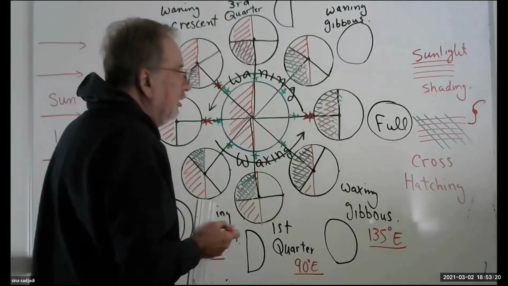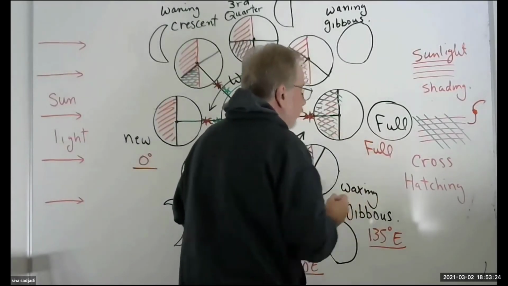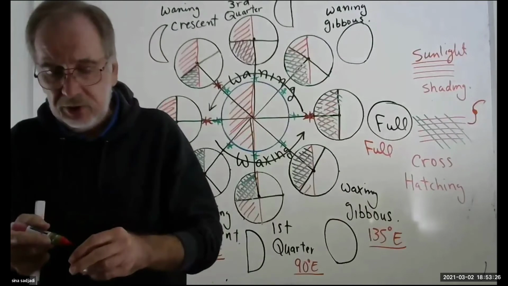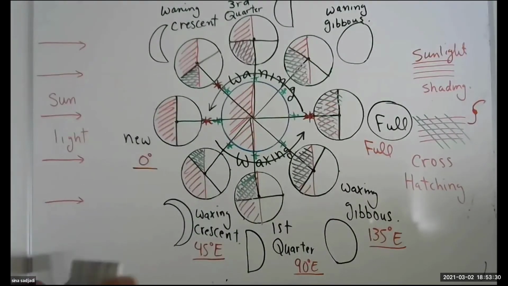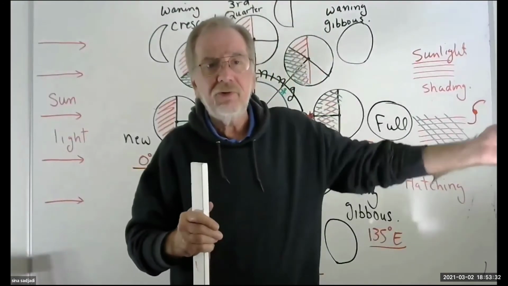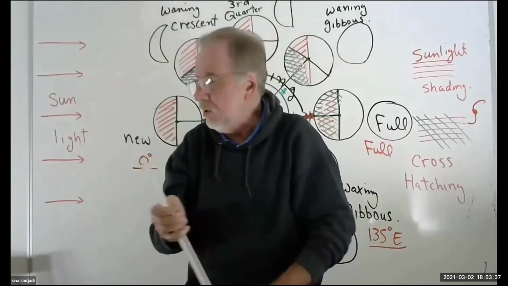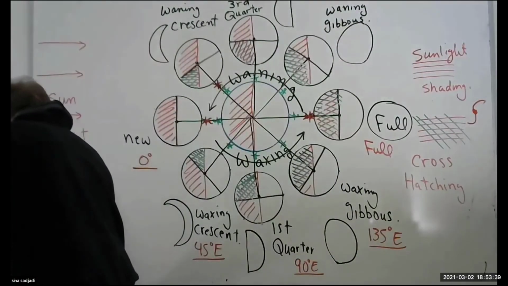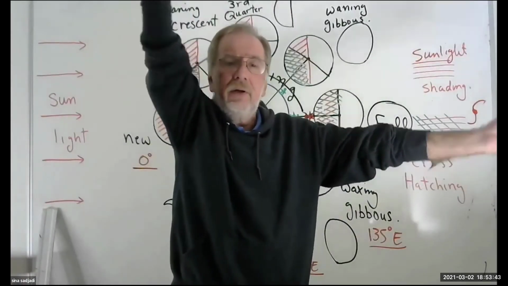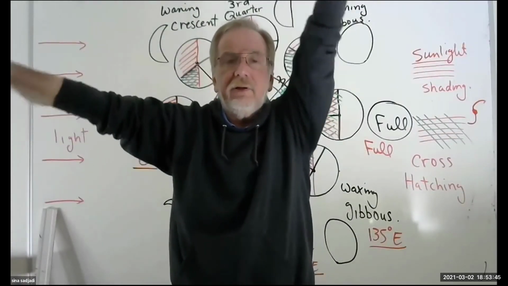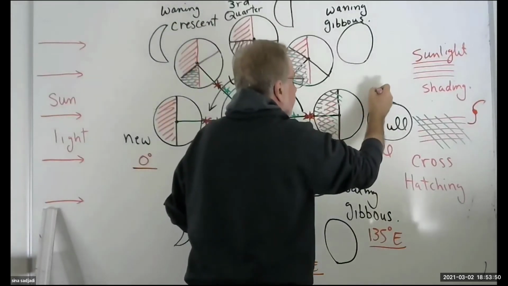All right. So this is 135 degrees east. And then 180 is just the full moon. Remember, when the full moon sets, the sun rises. When the full moon rises, the sun sets. So they're 180 degrees apart in the sky. One of them is over here, one of them is over here. So this is a 180 degree angle, right? That's a 90 and a 90, 180. So this here is 180 degrees. That's the elongation here.